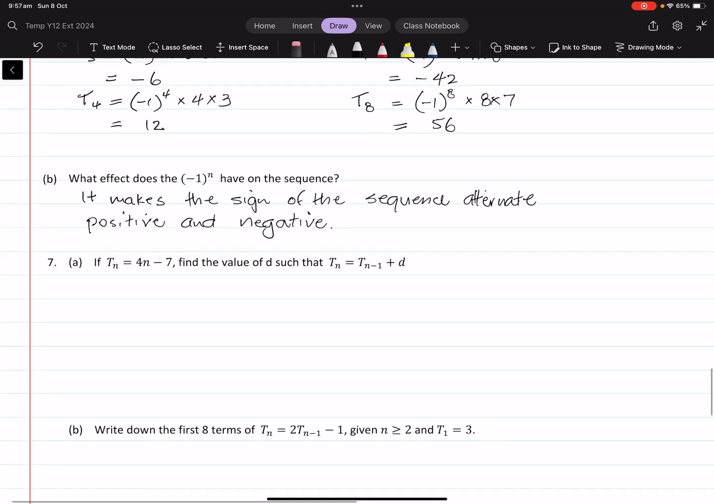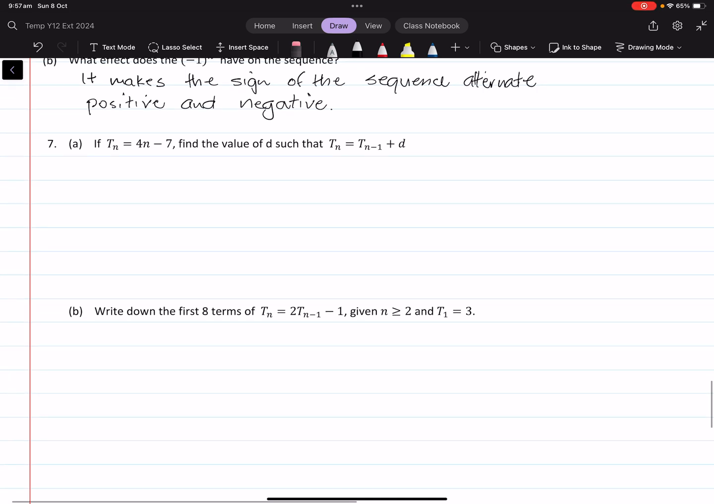Okay, question 7. If Tn is equal to 4n minus 7, find the value of d such that Tn is equal to Tn minus 1 plus d. Okay, so what I'm going to do is just get a picture of what this pattern is equal to. So if Tn is equal to 4n minus 7, what would term 1 equal? Term 1 is going to be 4 times 1 minus 7, so that comes out to be minus 3.